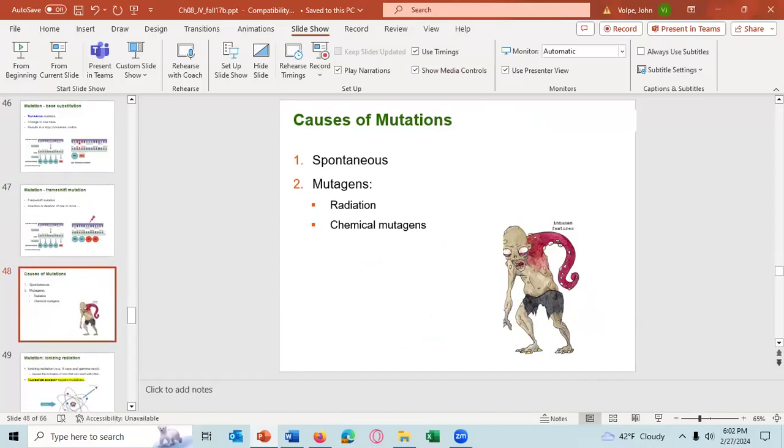When we're talking about the causes of mutation, it's important to realize there are 2 causes. There can be spontaneous mutations, simply when the DNA polymerase makes a mistake, and there can be mutations caused by a mutagen, such as by radiation or a chemical mutagen.